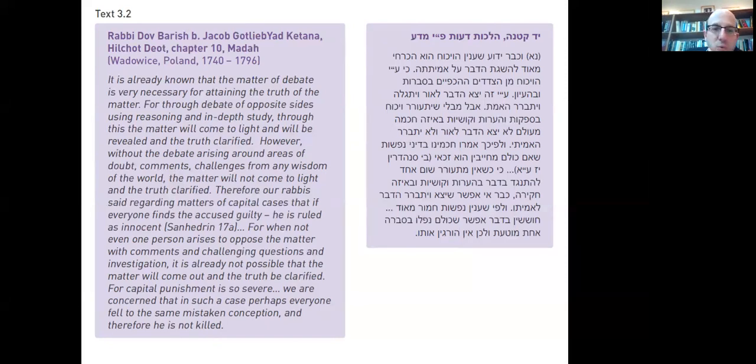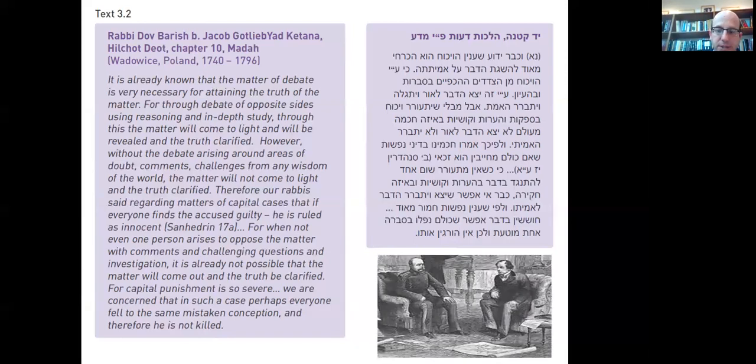A really, really obscure rabbinic source that has a beautiful long chapter about the value and virtue of Mahloket, Rav Dov Gottlieb, Poland, 18th century. He quotes this and he says, for when not even one person arises to oppose the matter with comments and challenging questions and investigation, it is already not possible that the matter will come out and the truth be clarified. For capital punishment is so severe, we are concerned that in such a case, perhaps everyone fell to the same mistaken conception and therefore he's not killed.